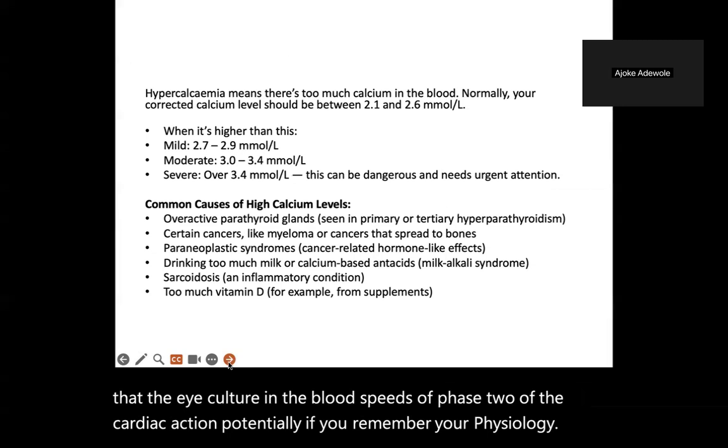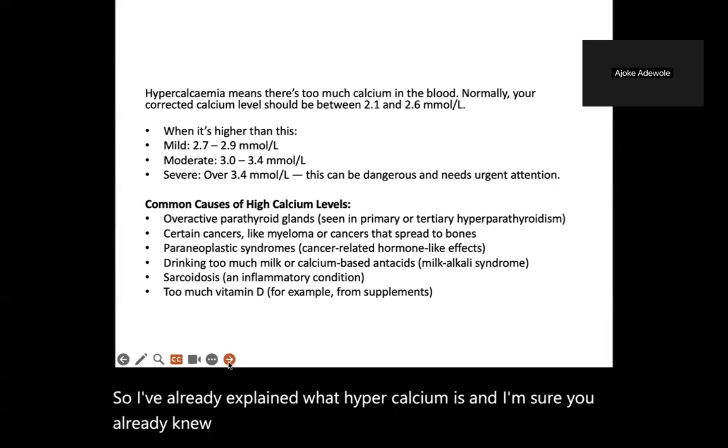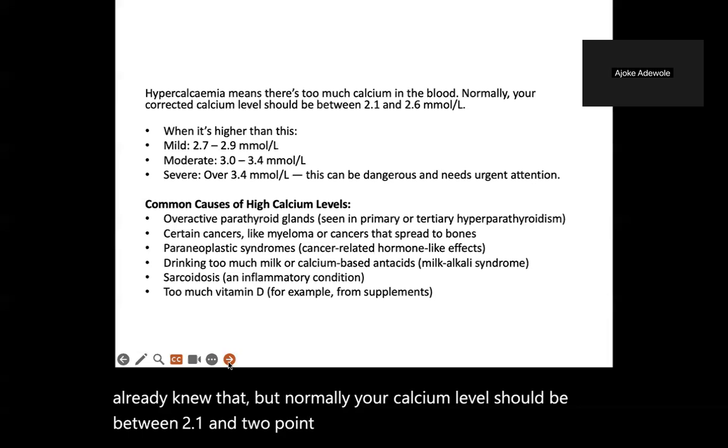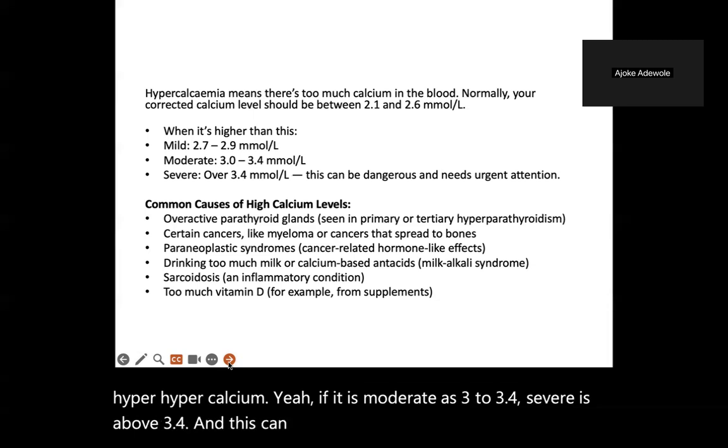I've already explained what hypercalcemia means, and I'm sure you already knew that. Normally, your calcium level should be between 2.1 and 2.6. If it's between 2.7 and 2.9, that's mild hypercalcemia. If it is moderate, that's 3 to 3.4. Severe is above 3.4, and this can be fatal. It needs urgent attention. It's an emergency.